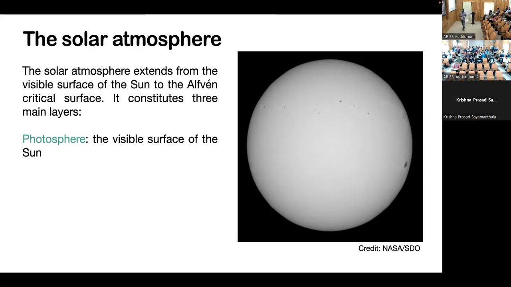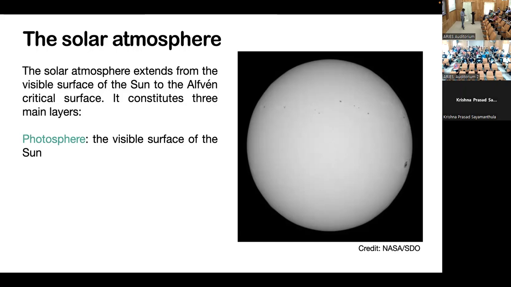So that is roughly about 10 to 20 solar radii. That is the top surface of the solar atmosphere, and the bottom boundary is the photosphere, of course. So the photosphere, as you see, is the visible surface of the sun.